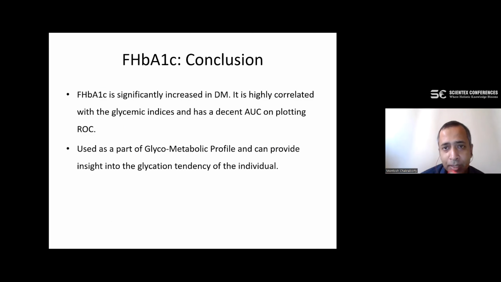So this was the overall study. We find that fructosaminated HbA1c is significantly increased in diabetes mellitus. It is highly correlated with the glycemic indices and has a decent 96.8% area under the curve on plotting of ROC. So we suggest that it can be used as part of the glycometabolic profile and can provide insight into the glycation tendency of the individual.